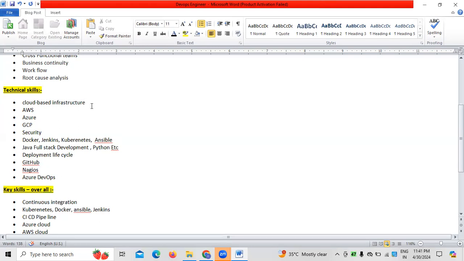So when it comes to the technical skills, we need to have a detailed understanding of how cloud-based infrastructure works, and how AWS and Azure work. At the same time, Google Cloud Platform. These are the complete technical skills which, being a DevOps engineer, we must be good with. Next, we need to understand network security protocols and procedures as well.